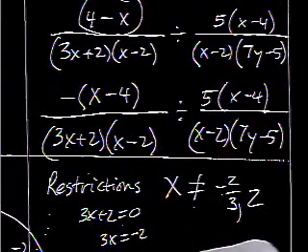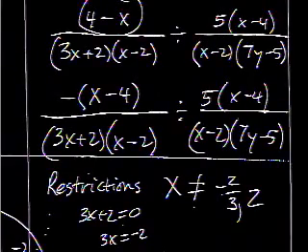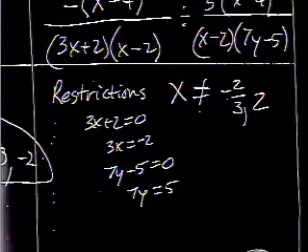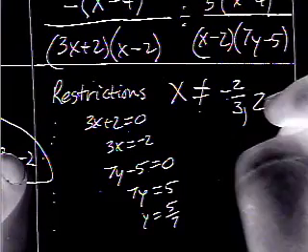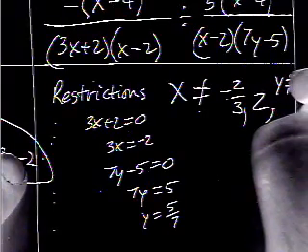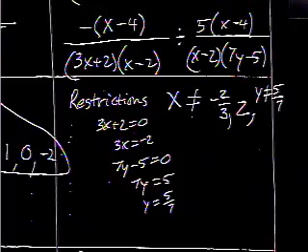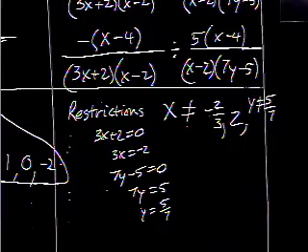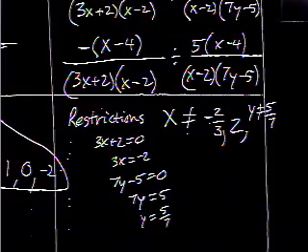Then I got this one, right? 7y minus 5 equals 0. That would mean 7y equals 5, or y equals 5/7. That's another problem. Y cannot be equal to 5/7. That's even a separate variable. Okay, so let's see here. I'm running out of room, so I'm going to move over to this next page.